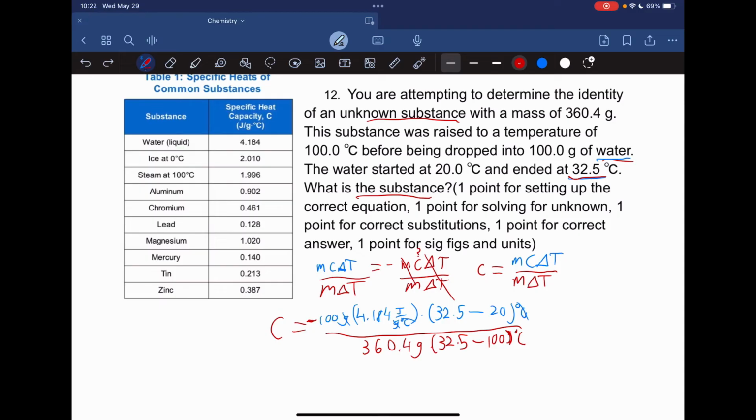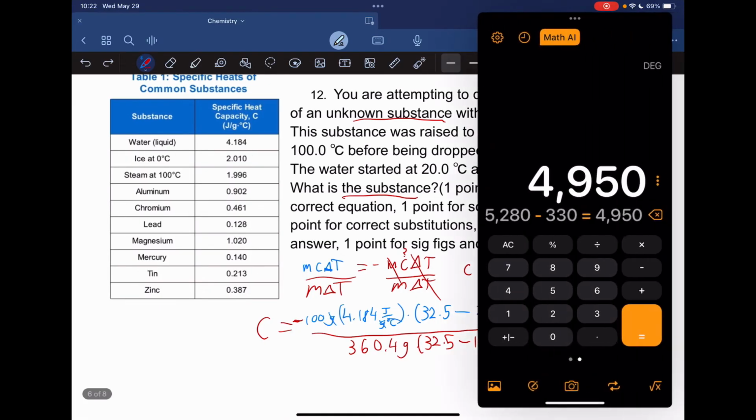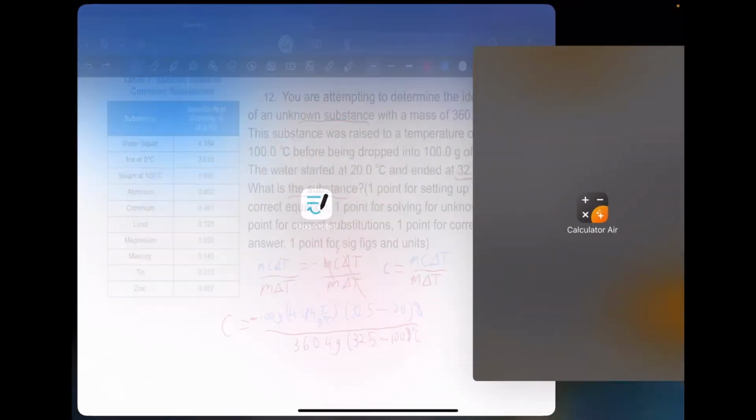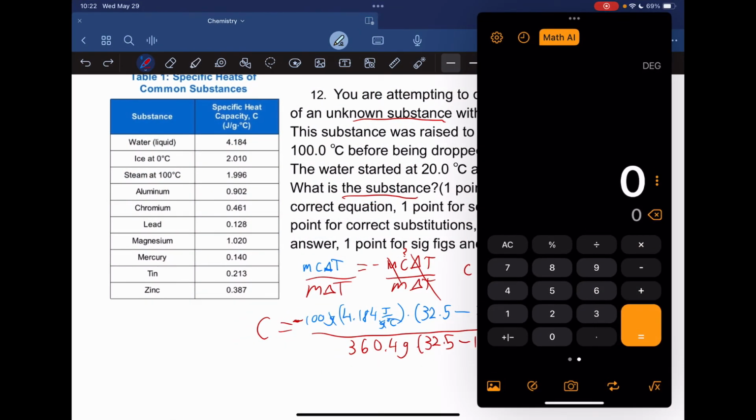Now, this is a complicated equation, so it's probably good that I show you how I would plug this in the calculator. This isn't a scientific calculator, so let me just show you how I would go about it. I would first find the difference between the 32.5 and the 20. So 32.5 minus 20 is 12.5. Then I'm going to multiply it by the 4.184, and then multiply that by 100.